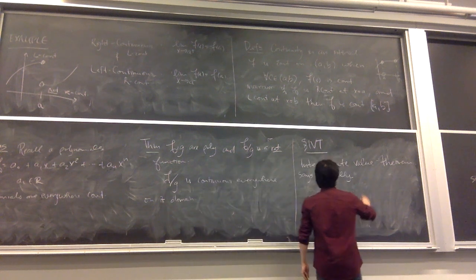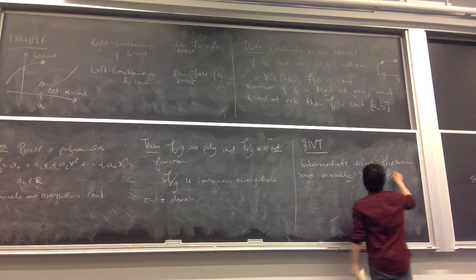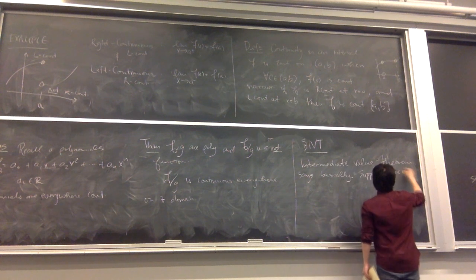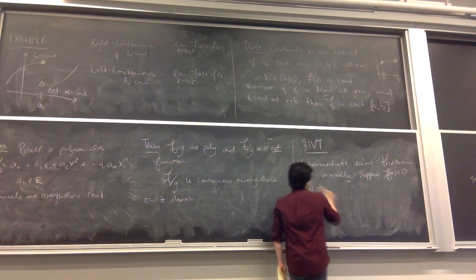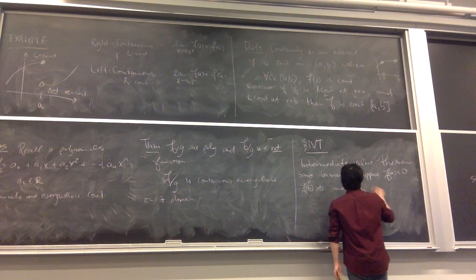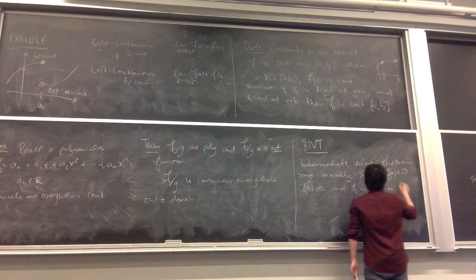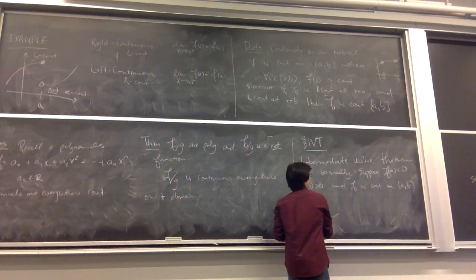Okay. So suppose we have a function and we have that f of a is less than 0 and f of b is positive, and f is continuous on a to b. Okay, so what's the situation we have here?